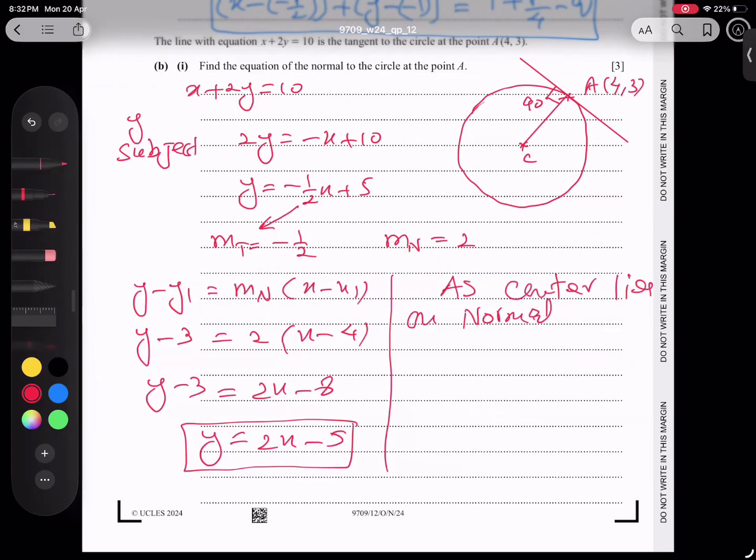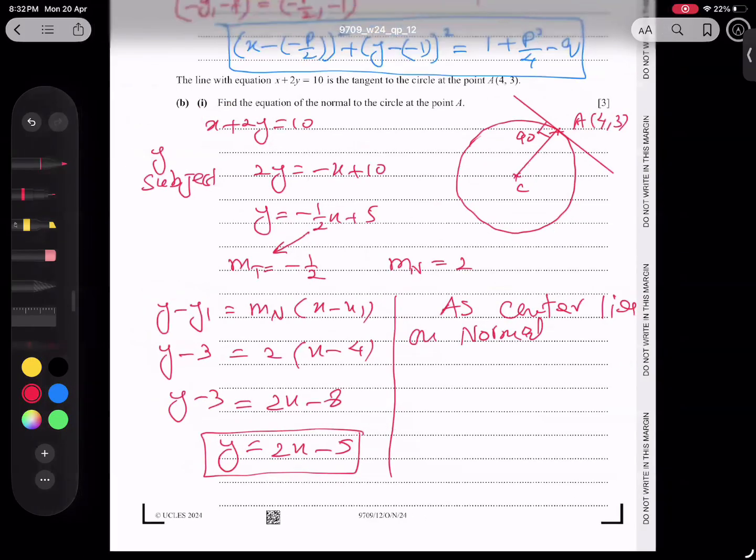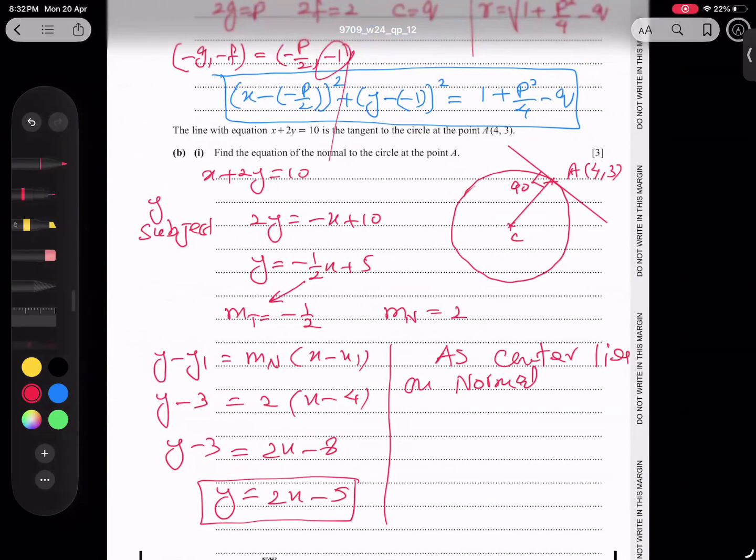So I can replace where the center of the circle is. This negative 1 will come in the place of y, and negative p by 2 will go here. So 2 times 2, negative p by 2 and negative 5. So the 2s cancel out. This is becoming what we got here, and I got a p value of negative 4.